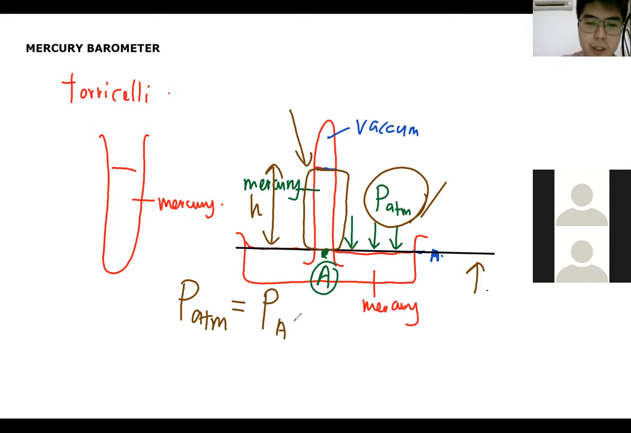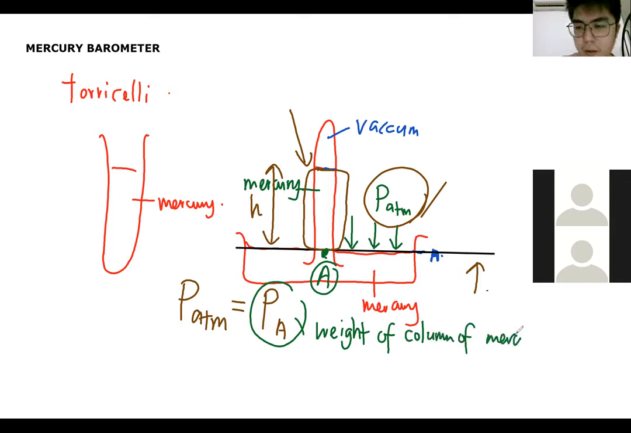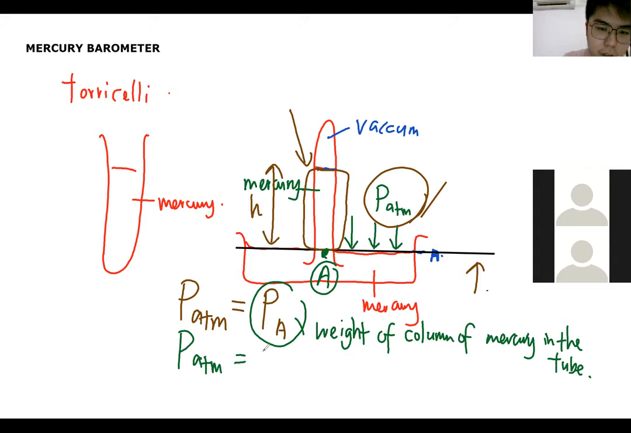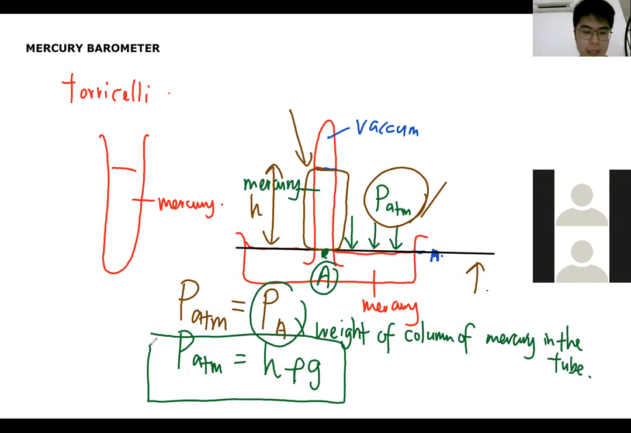Now the pressure at point A is also equal to the weight of the column of mercury in the tube, right? So I can write P atm equals h rho g, provided the height is the height of the mercury column in the tube, and the density is the density of the mercury, of course, and g is gravitational acceleration. So here I get this formula, P atm equals h rho g.